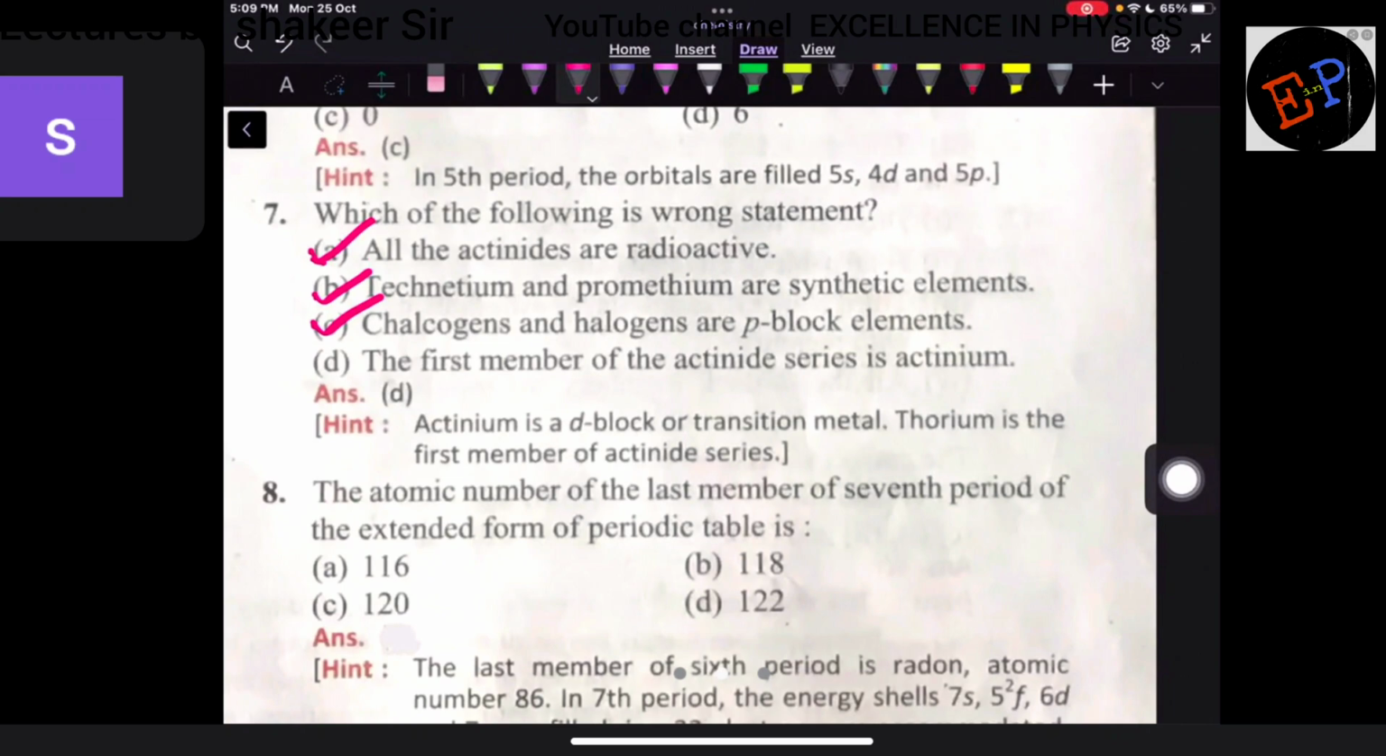So the first member of the actinide series is actinium. It is wrong. Are you able to understand now? The first member of the actinide series is thorium. It is not actinium. All the 5f block elements are present in the place of actinium. It doesn't mean that actinium also belongs to the same. In some periodic tables, they will write actinium also, but in most of the periodic tables, they start from thorium. So when this question is given, you have to say that actinium doesn't belong to the 5f series.